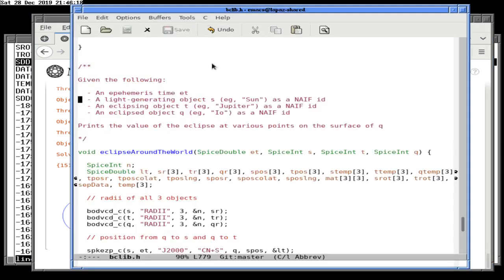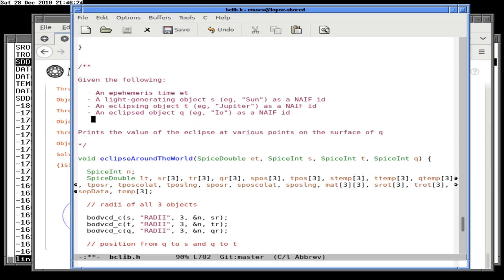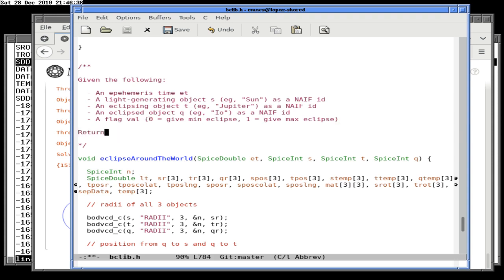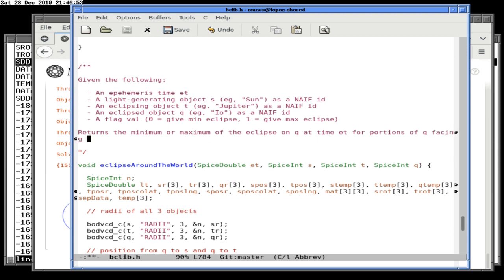Given an ephemeris time, a light generating object Q, a flag val, 0 equals give min eclipse, 1 equals give max eclipse, returns. Now it's going to actually return stuff. The minimum or maximum value of the eclipse on Q at time ET for portions of Q facing, I guess we said object S, facing S. Booyah, that's what we really want. So this will now return SpiceDouble.